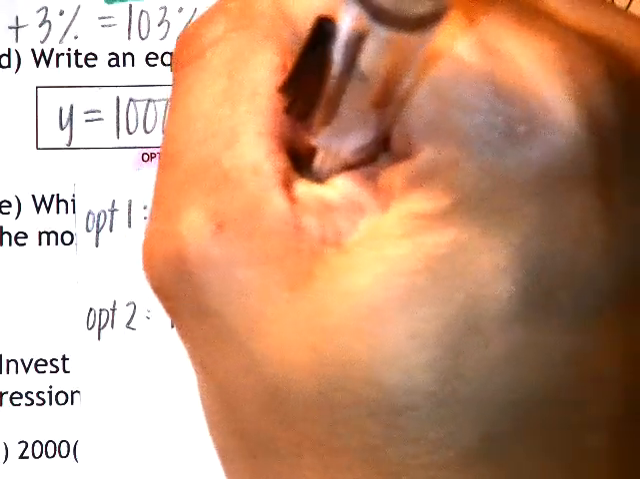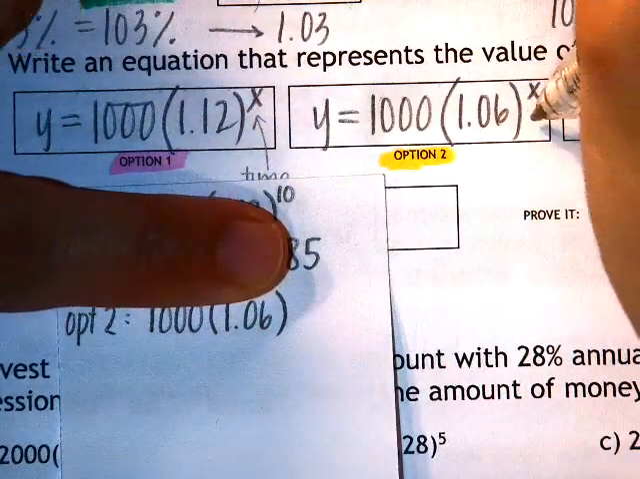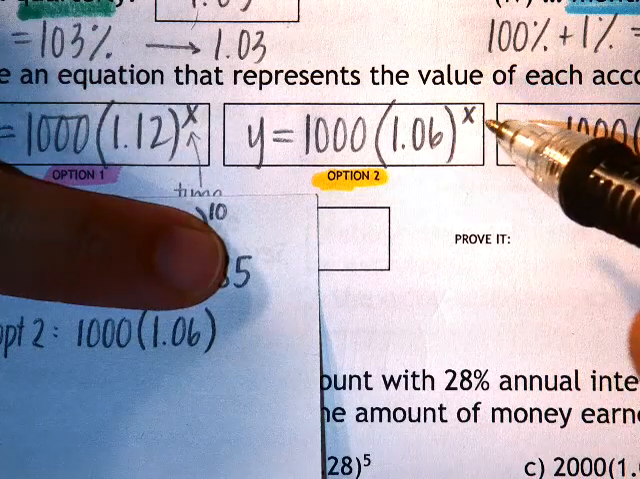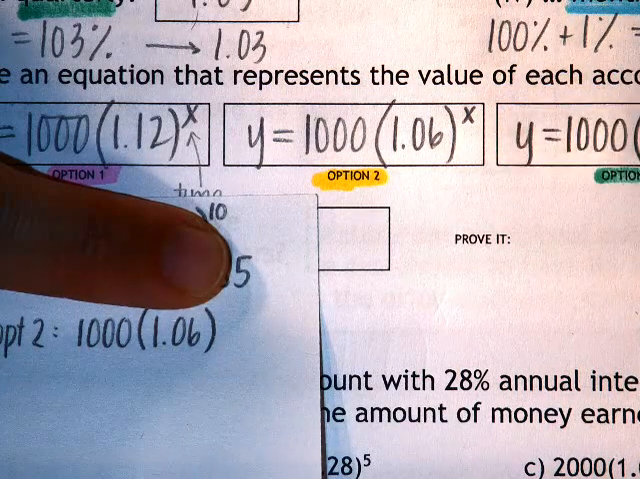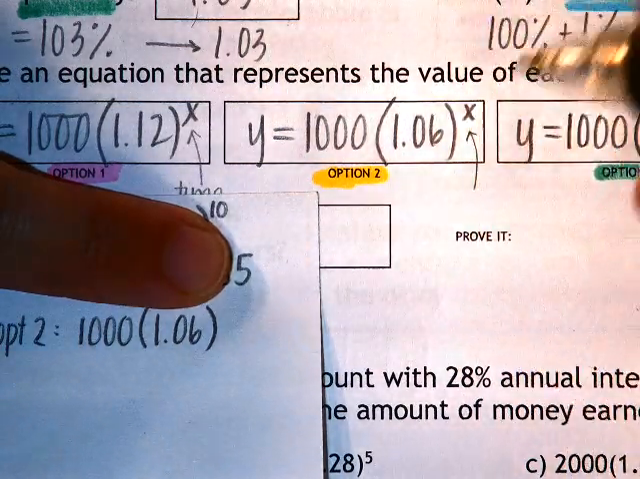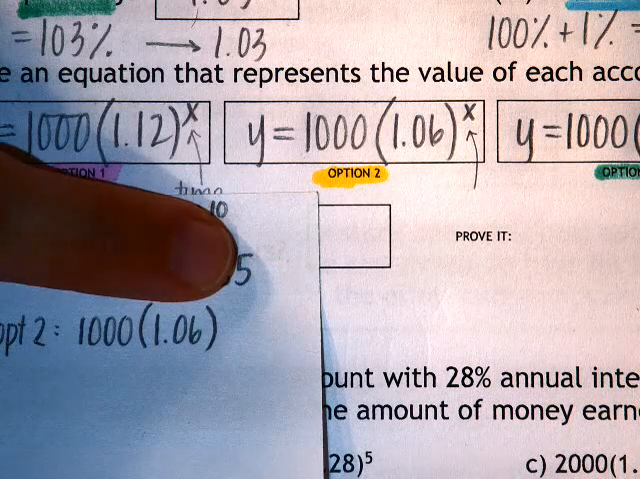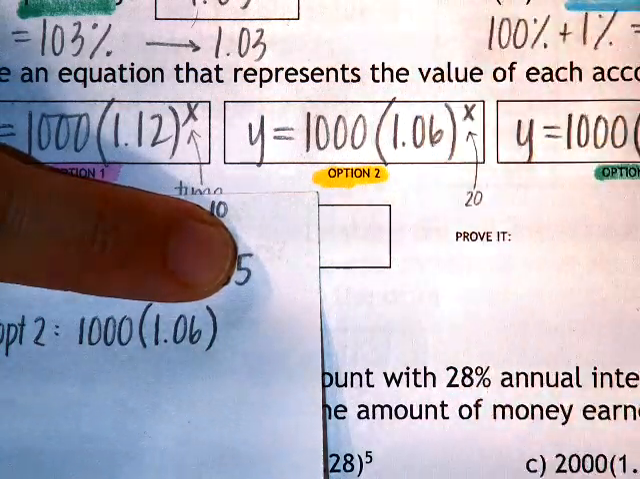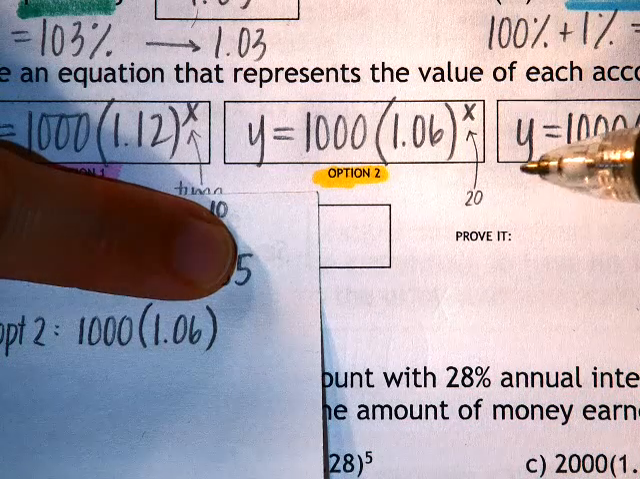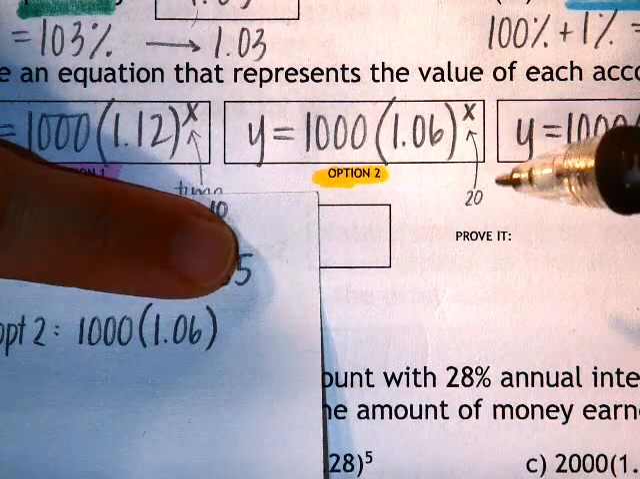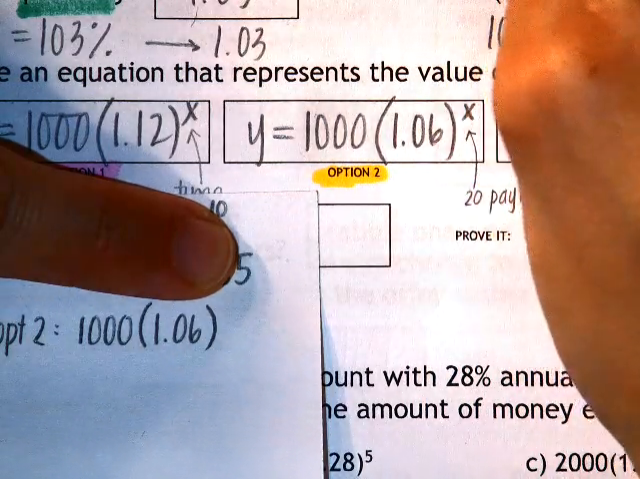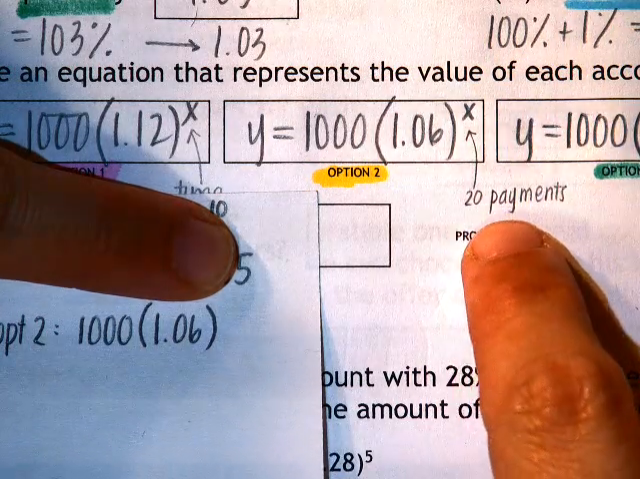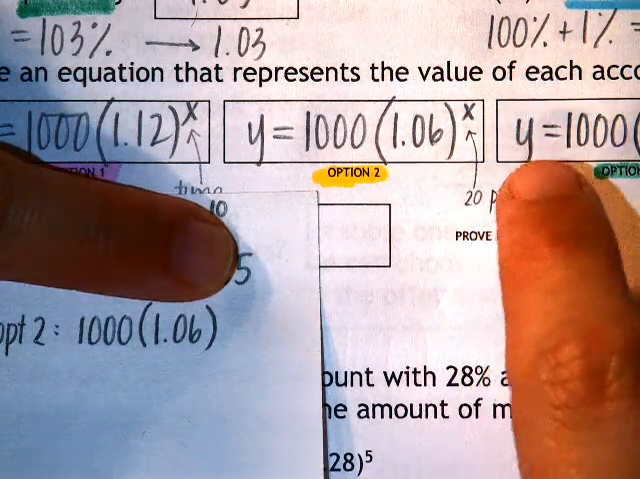That means that my equation is 1,000 times 1.06, but I need to remember something. The X represents how many times they're going to give me my money. And if I'm thinking about 10 years, they're not going to give me 10 payments. They're giving me 2 smaller payments a year. So in terms of time, that's actually 20 payments because they're going to give me 2 payments a year for 10 years. That's 20 payments total. And that needs to be my exponent because the exponent needs to represent how many payments they are making.